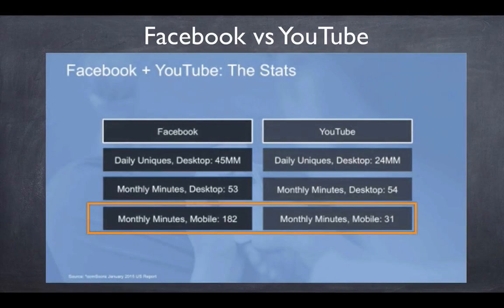Let's compare Facebook to YouTube. Now this speaks a little bit more to video, but even if you just look at the minutes, for daily unique desktop minutes, Facebook has 45 million compared to YouTube, which has 24. Monthly minutes per month consumed is 53 minutes on Facebook, 54 minutes on YouTube, about the same. But look at mobile: 182 minutes an average person is on Facebook on their mobile device compared to 31 on YouTube. That's almost six times the amount of time spent on Facebook.